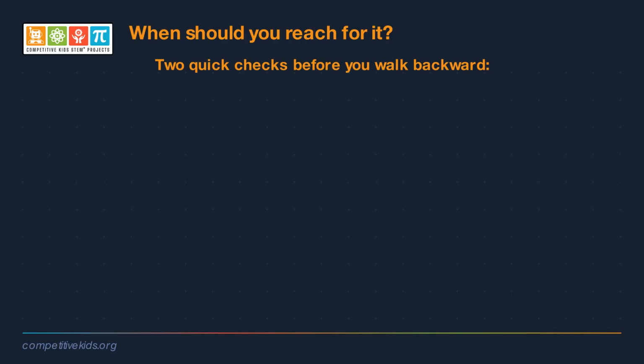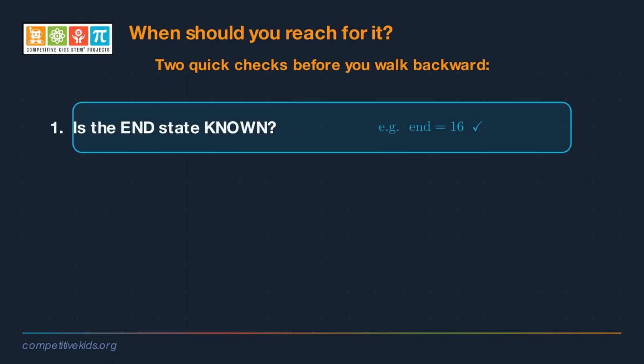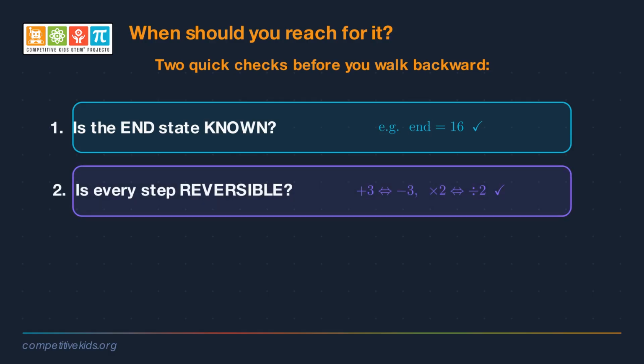When should you reach for working backward? 2 simple checks. 1. Is the end state known? 2. Are all the operations reversible? If both are yes, walk the chain backward.